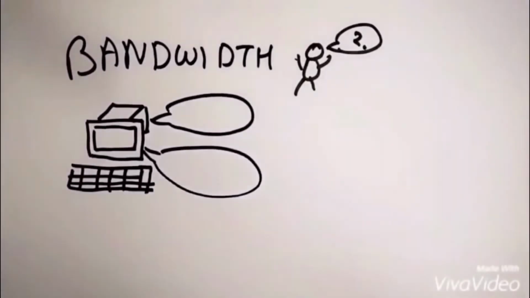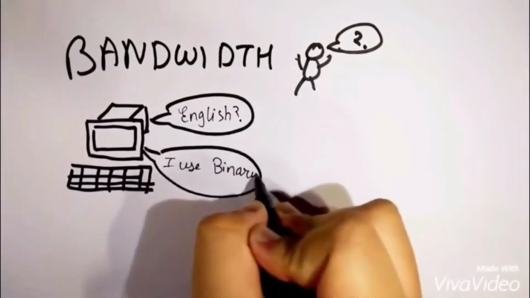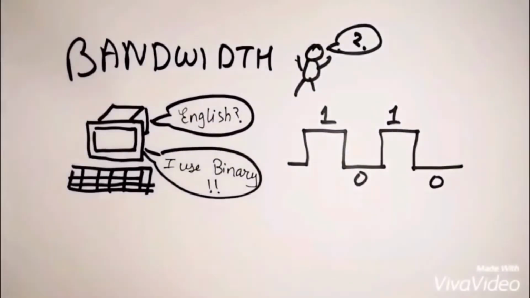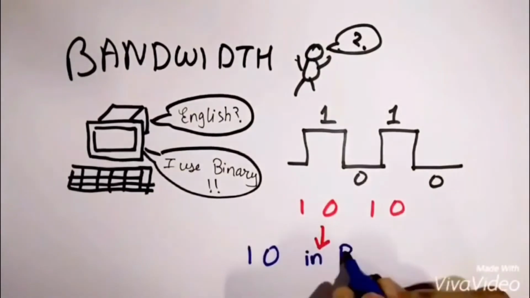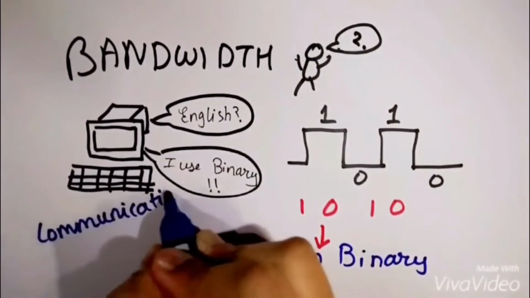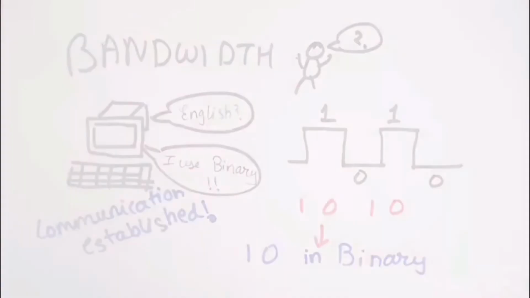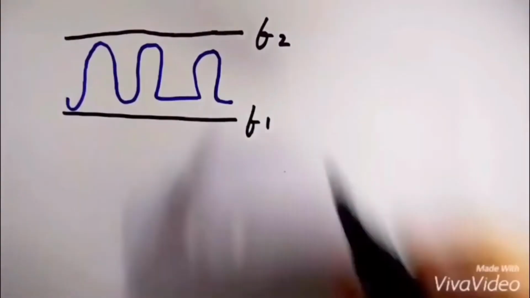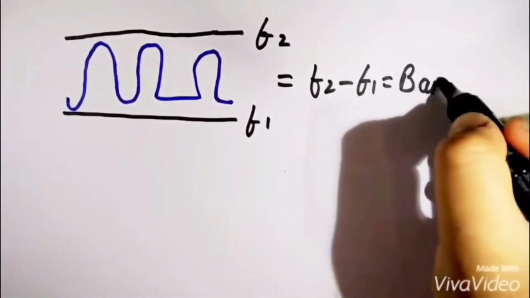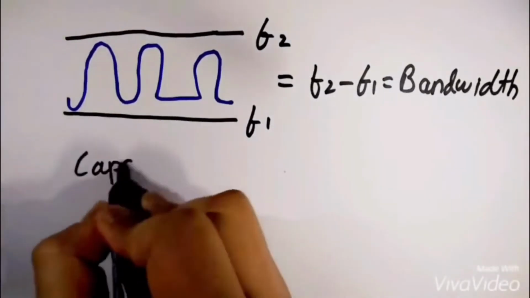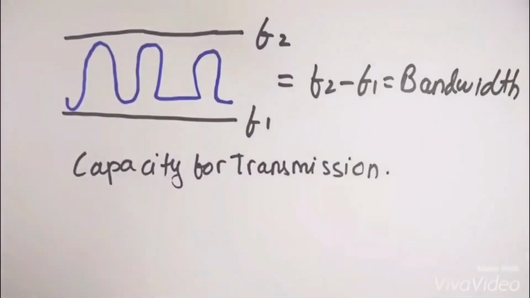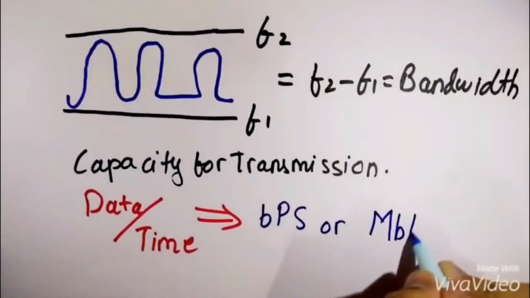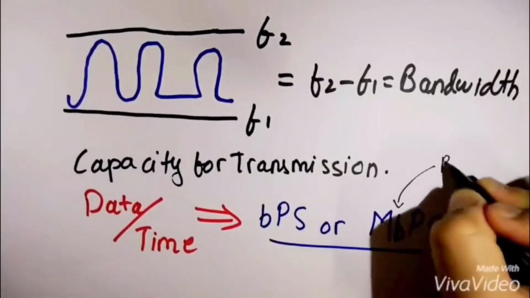Computers use the binary language of ones and zeros to communicate with each other. These signals of ones and zeros are transmitted as electric pulses. A high pulse indicates a 1 while a low pulse indicates a 0. Coming back to the original question of bandwidth, bandwidth is the frequency range over which a signal spans itself. Such type of bandwidth is measured in a unit known as hertz. Bandwidth can also be defined as the data transmitted per unit time, which is measured in bits per second or megabits per second.